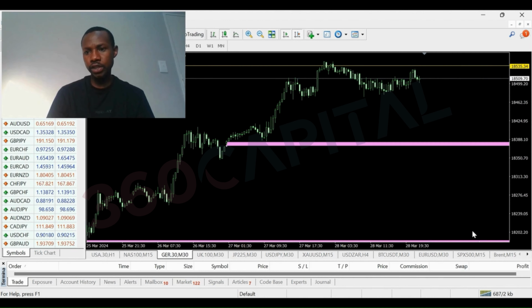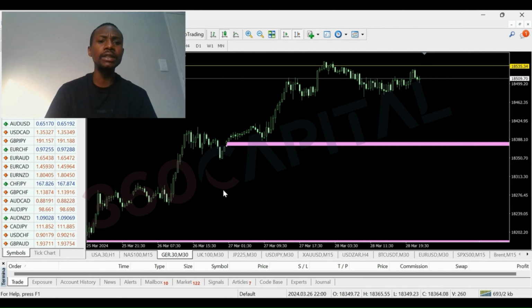That's where I'm expecting it to get to 18,200 around Wednesday. So that's in terms of CPI on German, and we are actually paying attention to German 30. So a little bit of a dip. Of course, today it won't have much movement, but from Tuesday it will drop a little bit, break this zone, and push the price to 18,200.